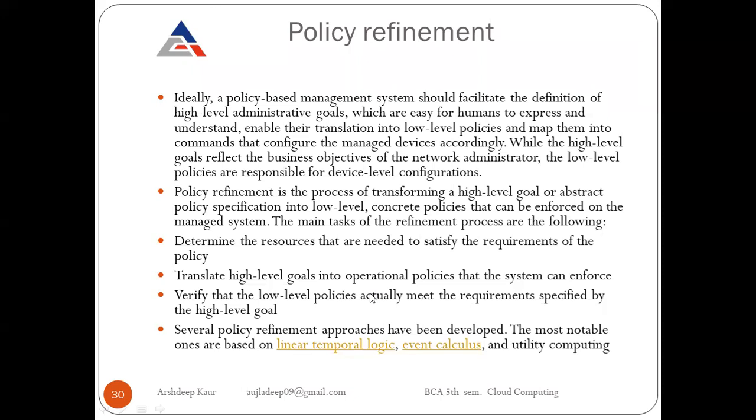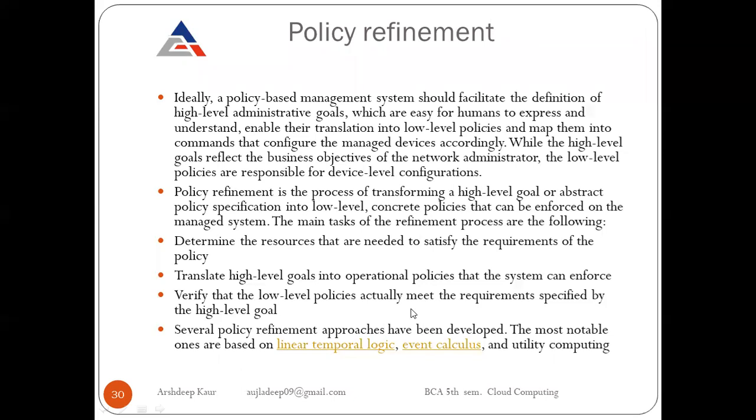It means all the high level policies are converted into low level policies for better management and understanding. It verifies that low level policies meet the requirements specified by the high level policy. It does not mean that in converting the high level policies into low level policies we are degrading performance. No. All your low level policies are capable enough to meet the requirements specified by a high level goal. Lastly, several policy refinement approaches have been developed. Most are linear temporal logics, event calculus, and utility computing. These are some examples of policy refinement approaches.